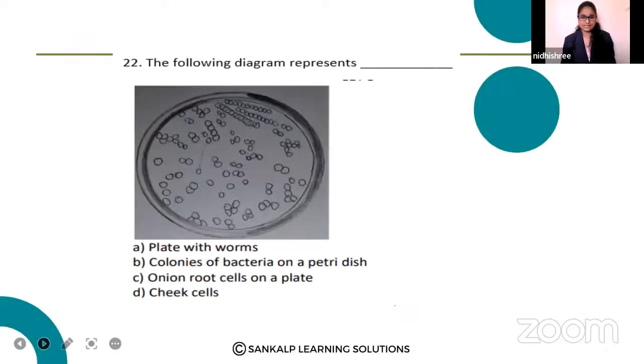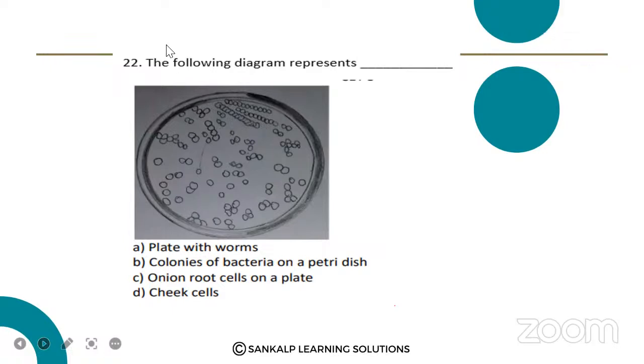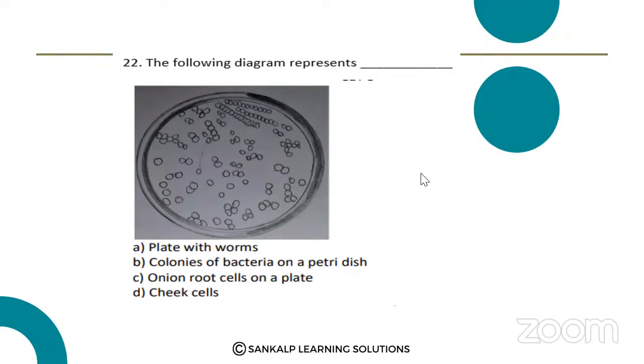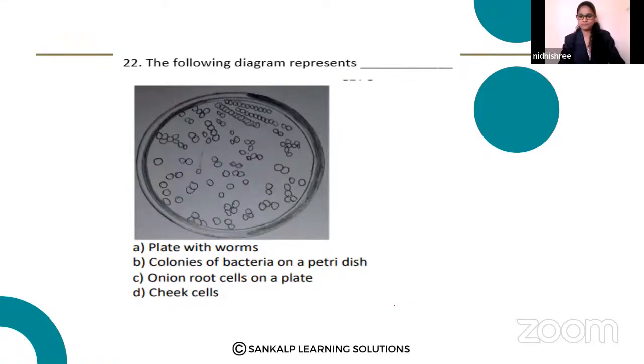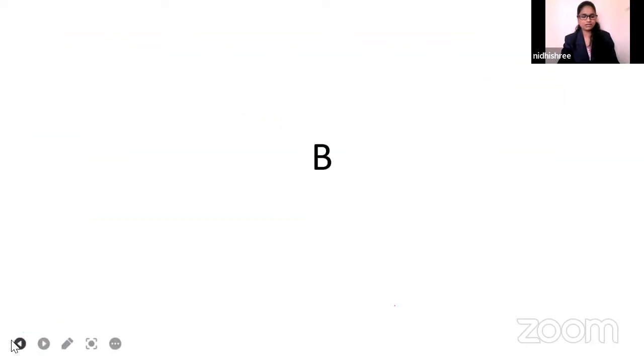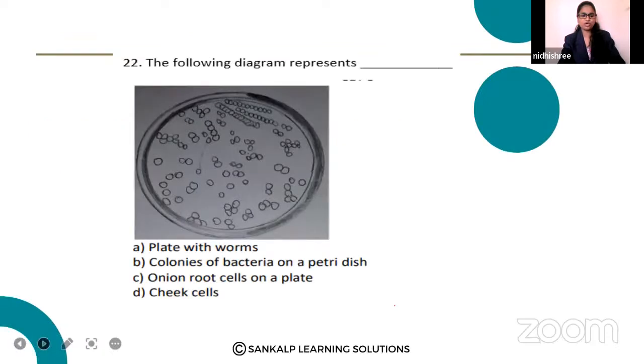The following diagram represents what? They ask what this diagram indicates. Plate with worms, colonies of bacteria on a petri dish, onion root cells on a plate, cheek cells. Yes. Option B, ma'am. Option B, Ramya. Option B. Kanchana Raj told option D. Option B, ma'am. Okay, great. Thank you. Option B, yes. Harshita, option D. Okay. The right answer is option B, that is, petri dish with the colonies of microorganisms. Okay.